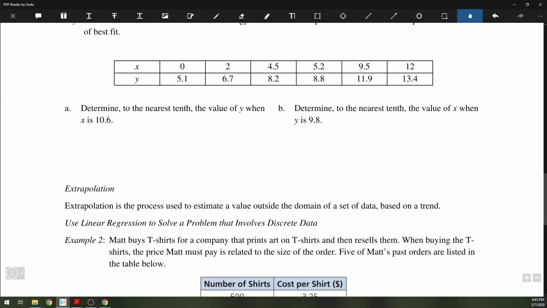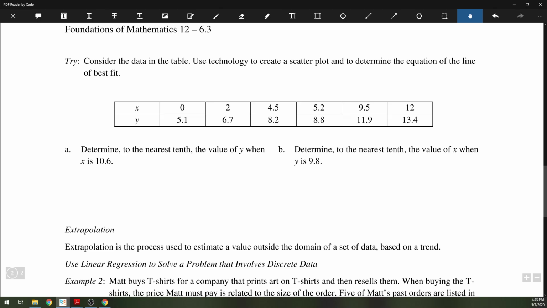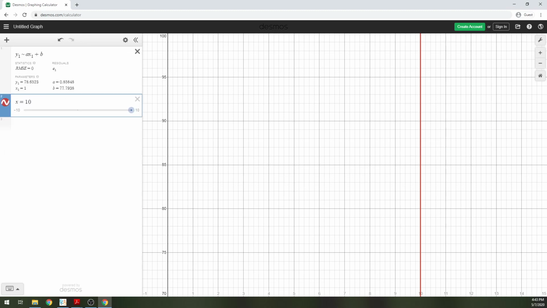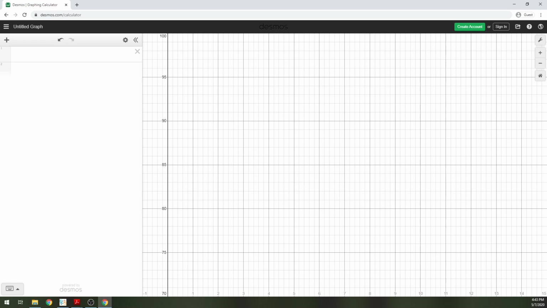Sometimes you're going to have data that don't have any headings. It's just x versus y. So let's go to Desmos. Anytime you're finished with one question, you can just delete all of the items that you added, the table, the regression, and any of the vertical or horizontal lines. You can make new ones. In this case, we make a new table, x1, y1. So it was 0, 2, 4.5, 5.2, 9.5, 12. And then we can enter in the corresponding y values.